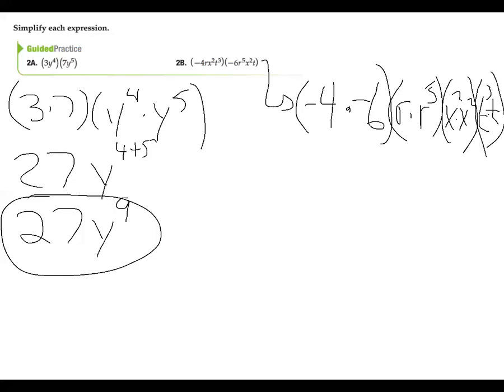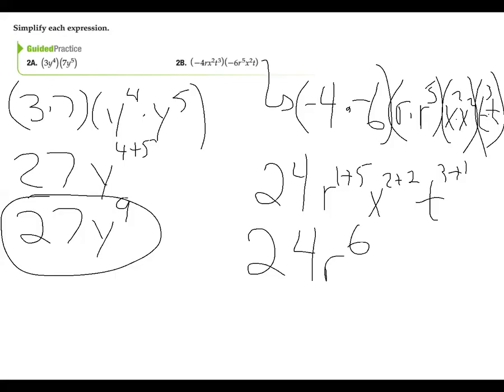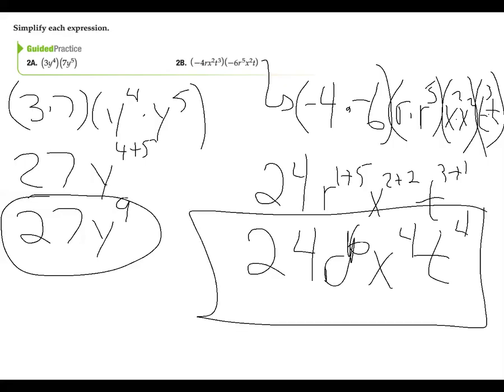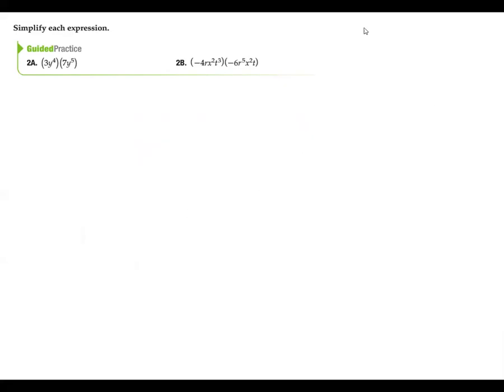Okay, -4 times -6 is going to give you 24. R to the 5th times another r is going to give you r to the 1 plus 5. X is going to be x to the 2 plus 2. And t is going to be t to the 3rd plus 1 more t. So you have 24 r to the 6th, x to the 4th, t to the 4th. And that's your answer there. Alrighty? Cool.